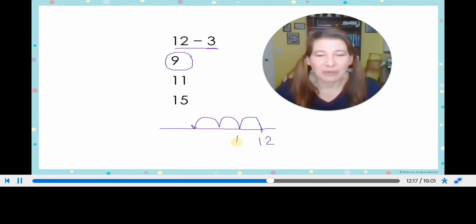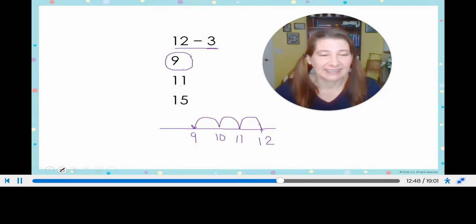Where do we end up? Well, let's fill in our numbers and see. Before 12 comes 11. Before 11 is 10. And before 10 is 9. That's why 12 minus 3 equals 9. You could have decided to make a 10. You could have broken 3 into 2 and 1. 12 minus 2 equals 10. And then subtract 1 more, 9.